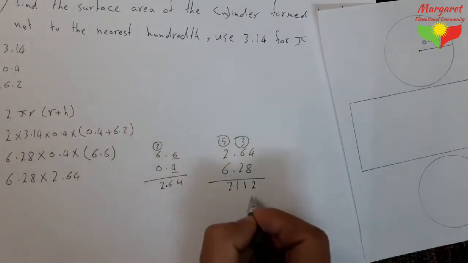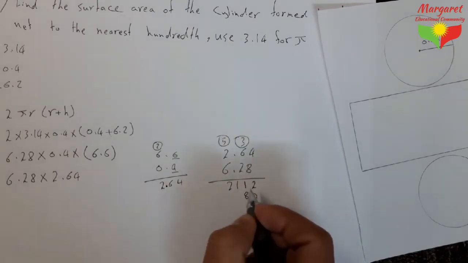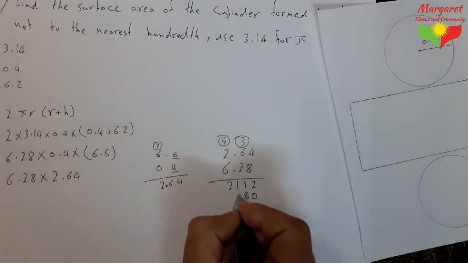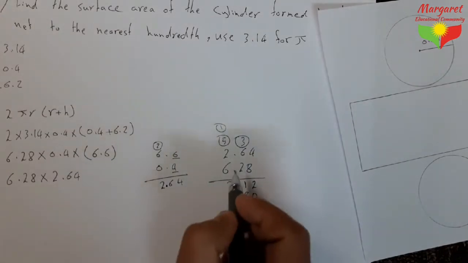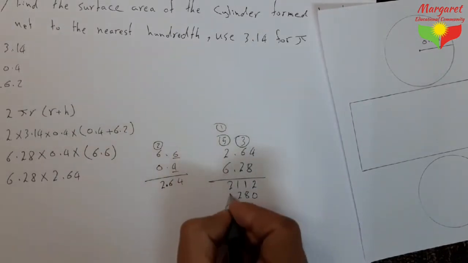21. Put 0. 2 times 4 equal to 8. 2 times 6 equal to 12. Write 2 and put 1 up to here. 2 times 2 equal to 4. Plus 1 equal to 5.